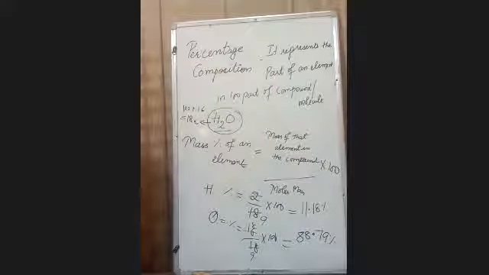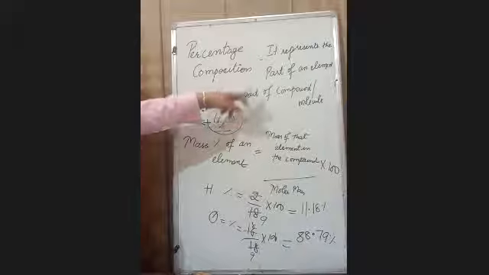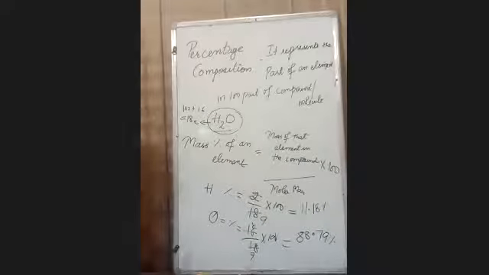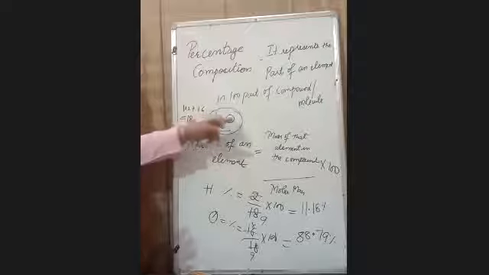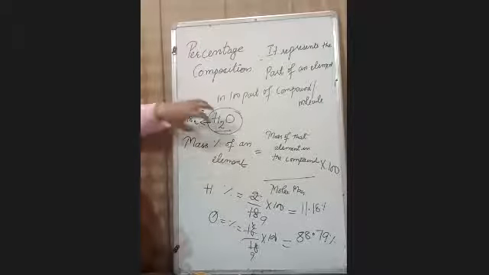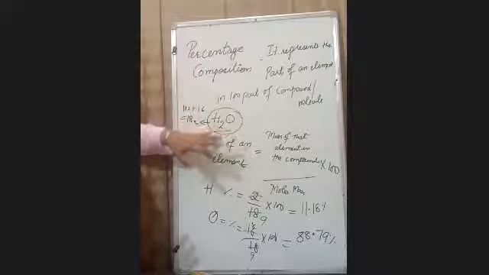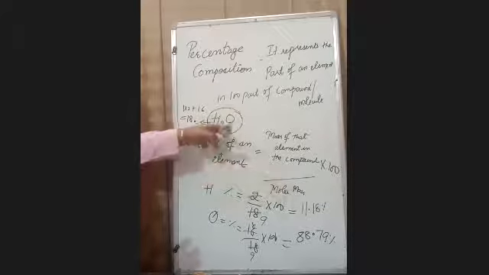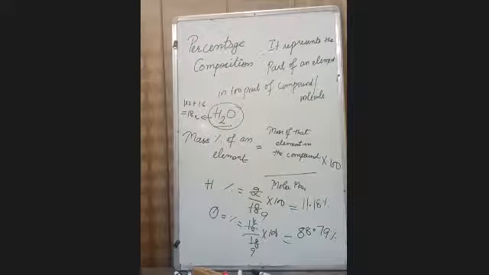Fine. It is a simple method to calculate the percentage composition, which means how much part of an element is present in 100 parts of a compound or molecule. For example, to calculate the mass percentage of hydrogen and oxygen in the water molecule, you will take the mass of the first component over molar mass into 100, and mass of the second component over molar mass into 100. This is all about today's lecture.